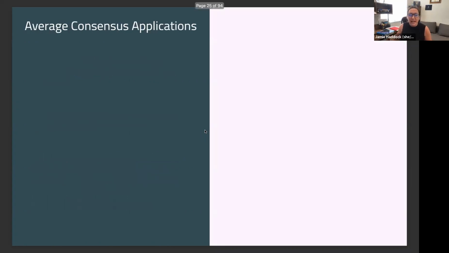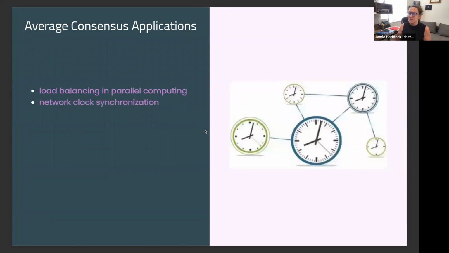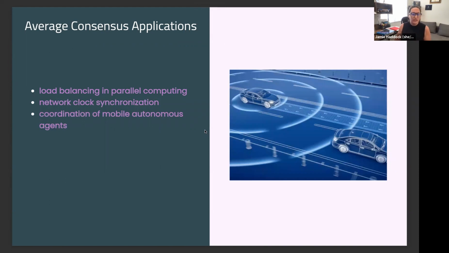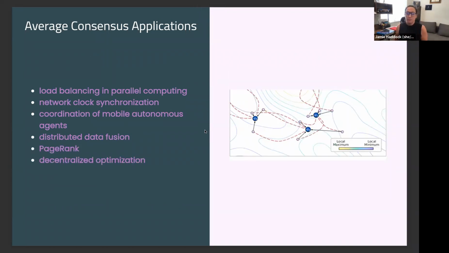I'll give an example in just a moment, but let me say the problem of average consensus already has a ton of real world applications. In parallel computing, when you have all of these worker nodes, the goal of load balancing can be modeled by the average consensus problem. Network clock synchronization, right? You want clocks on the same network to have roughly the same time. You don't want them to repeatedly have to be asking all of their neighbors what their values are. And so we have this goal of local communication only leading to the synchronization, coordination of mobile autonomous agents, distributed data fusion, PageRank. All of these decentralized applications often end up being modeled by or able to use solutions for the average consensus problem.